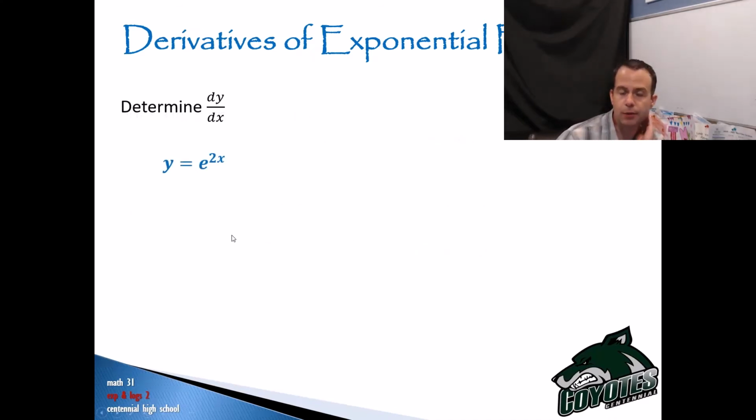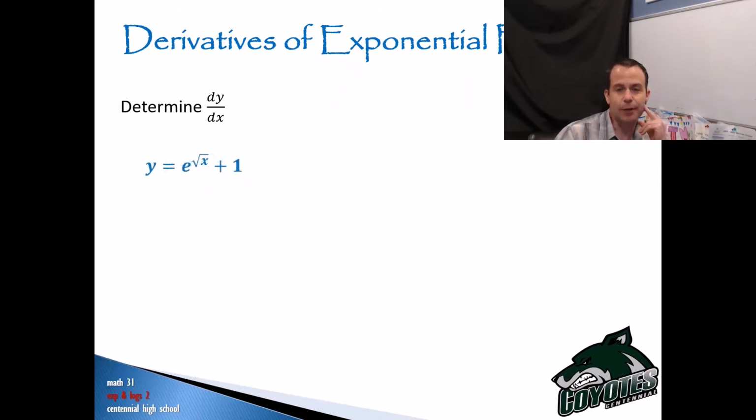First guy, y equals e to the 2x. So the derivative of that is going to be e to the 2x times the derivative of the inside function, which is 2. So I'll have 2 e to the 2x. Okay, nice simple one to start us off with.